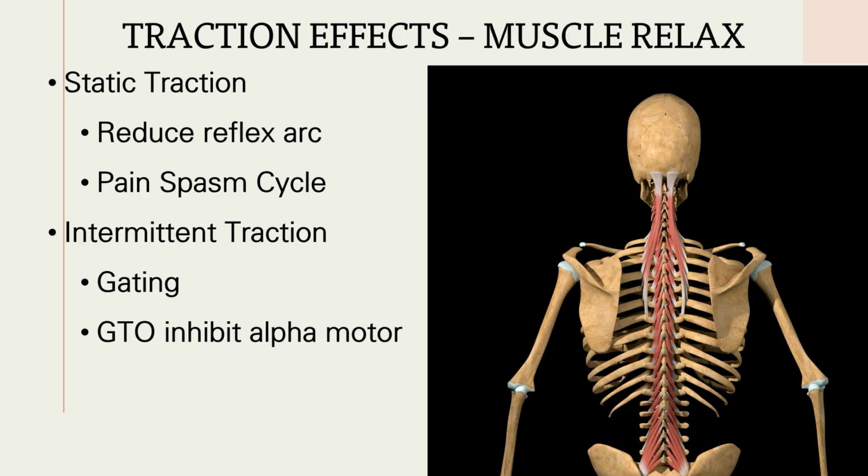As far as intermittent traction goes, we have the gating effect by pulling and releasing and pulling and releasing, reducing pain signals and guarding from the central nervous system. Intermittent traction can cause gating via mechanical receptors at the spinal cord, activating inhibitory interneurons, and we can inhibit alpha motor neuron firing with the Golgi tendon organ.